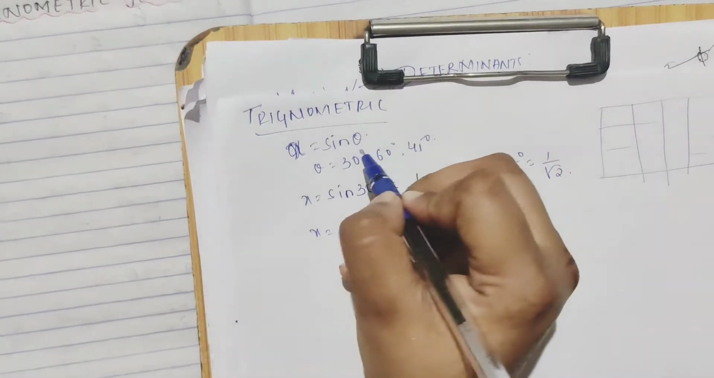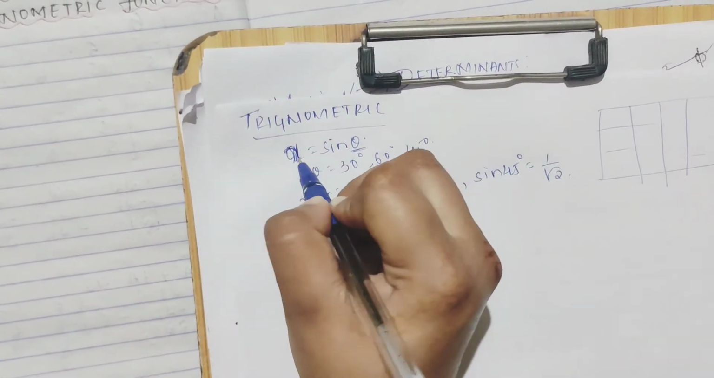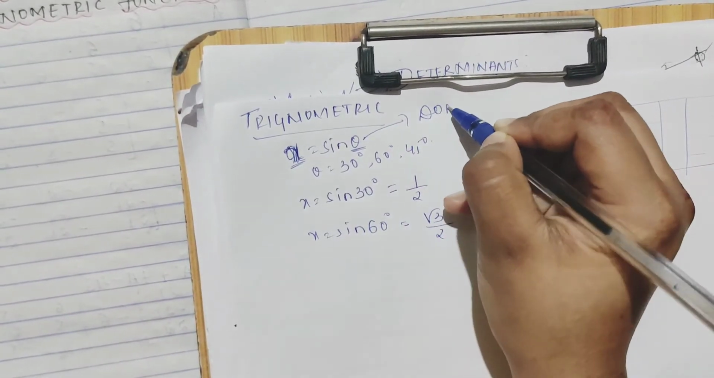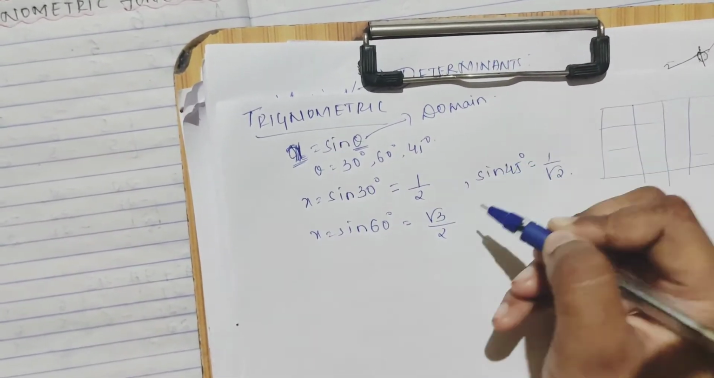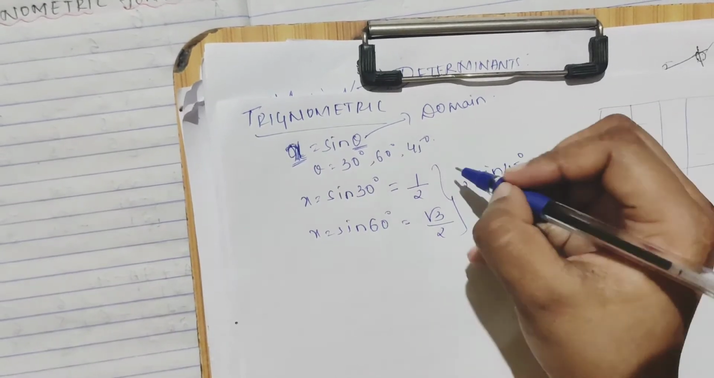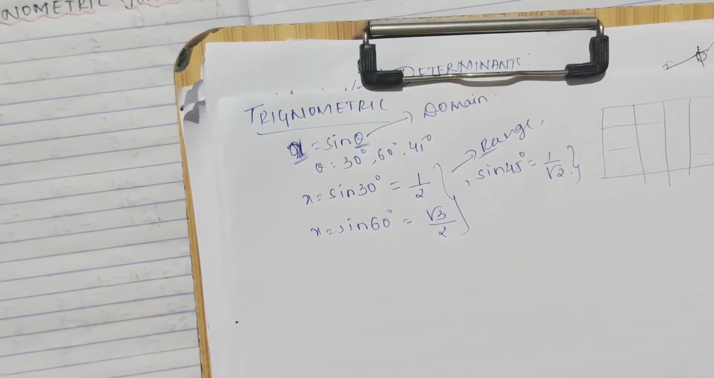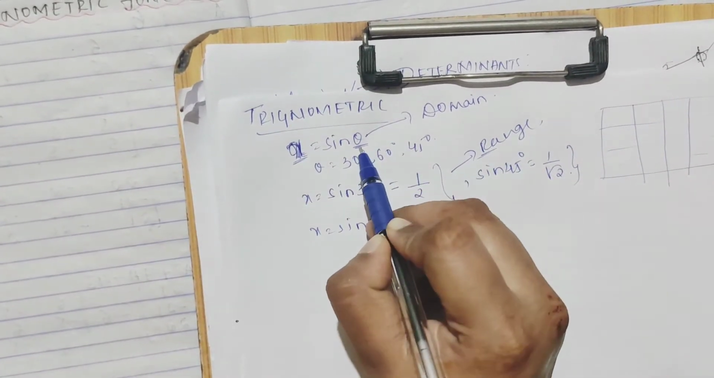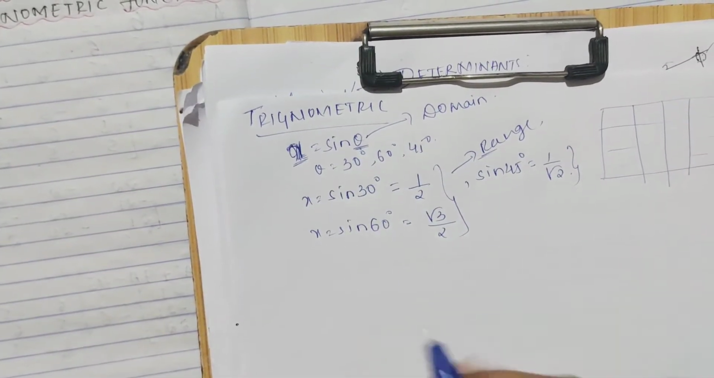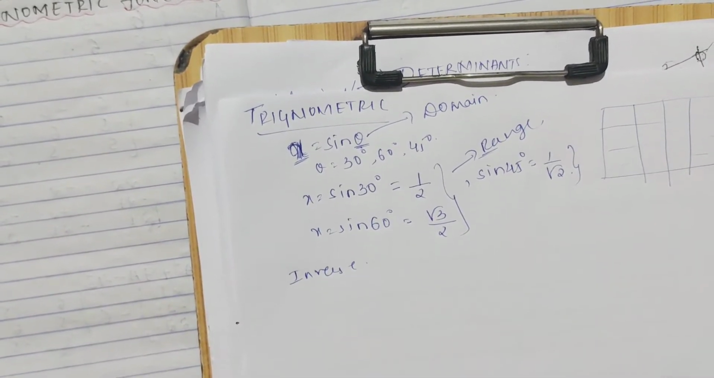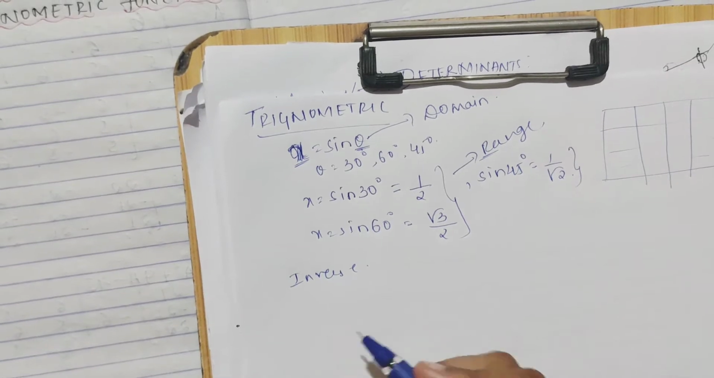So here, this was your theta and you would find the value of your x. This theta was your domain, right? And the value you get is what we call the range. R for result: range means the results you are getting. Theta was playing the role of domain. Now in your inverse trigonometric, it just reverses.